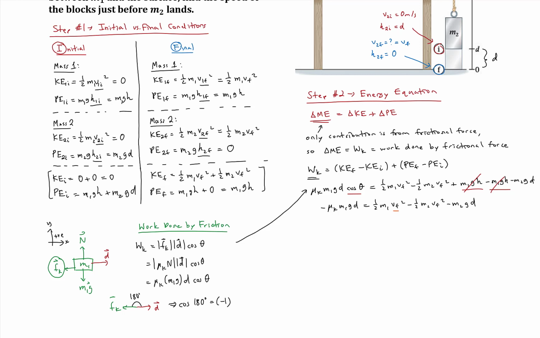So the goal is now to solve for VF. We can probably combine both the VFs together. So let's move m2GD over. So we get mu k m1GD, and that is equal to VF squared, we could probably have 1/2 VF squared times m1 minus m2. So just looking back, I think I made a mistake at the beginning because KEF is 1/2 m1 VF squared plus, so that was my bad. Make sure these are pluses.